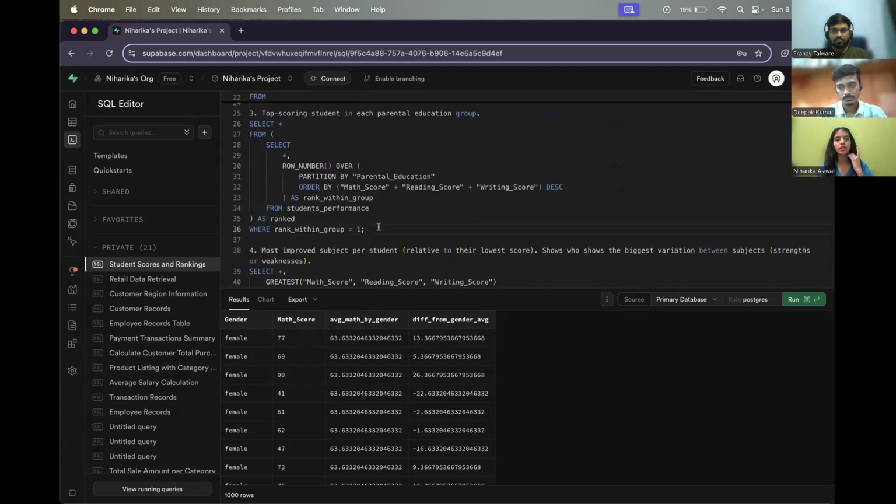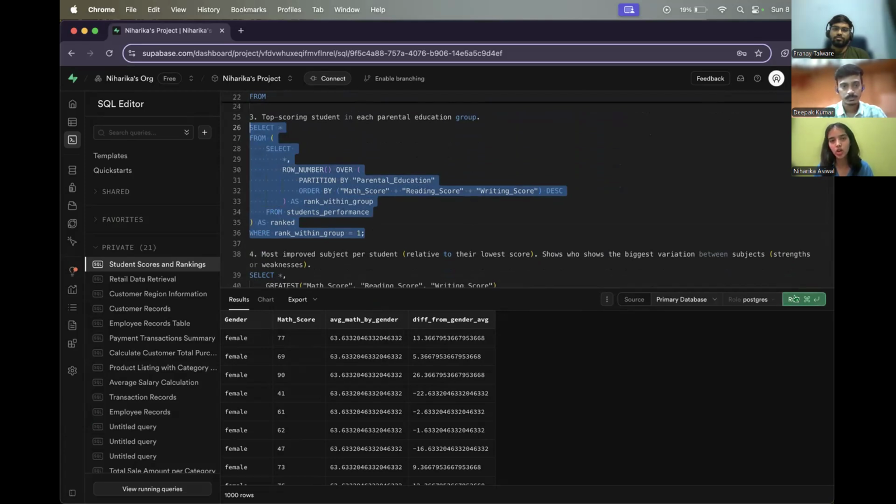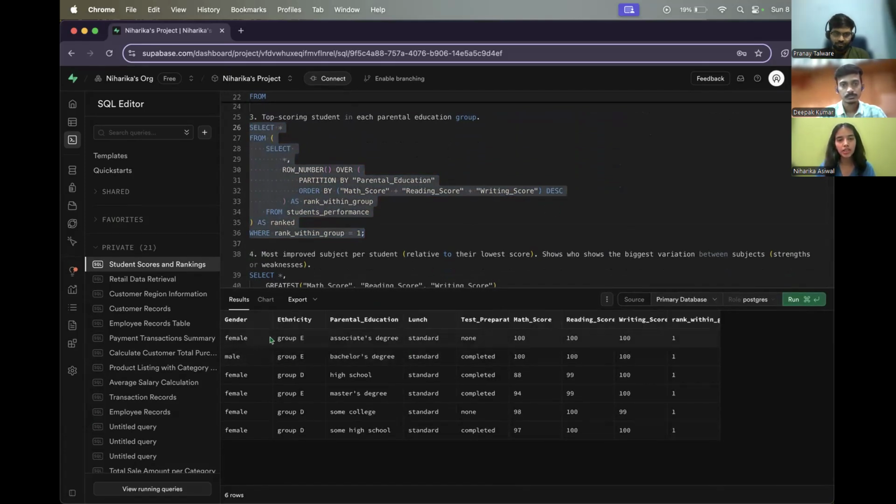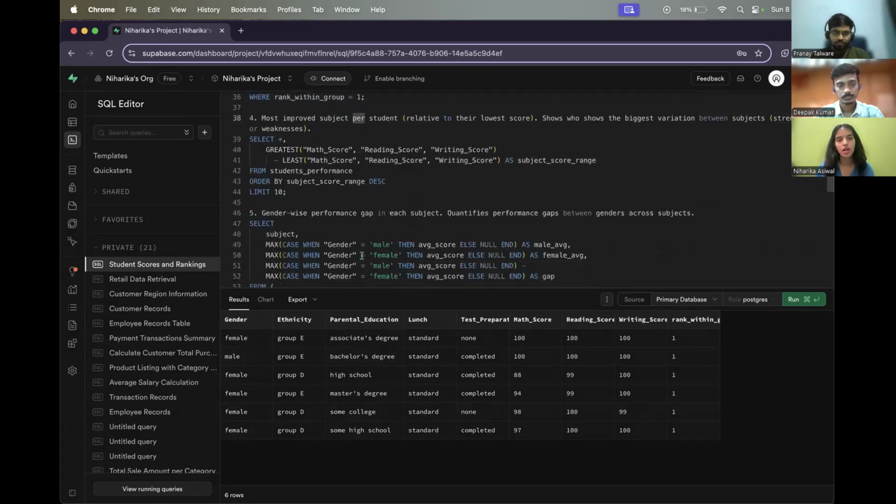The next query that I picked was top scoring student in each parental education group. Since the parental education of the students varied a lot, like some were from high school, some only did a bachelor's degree, and some did a master's degree as well, it was interesting to see how parental education affects the students. So I wanted to see which are the top performers. I will run the query. And we can see that there are around five females who did well who were the top scoring student in most of the degrees.